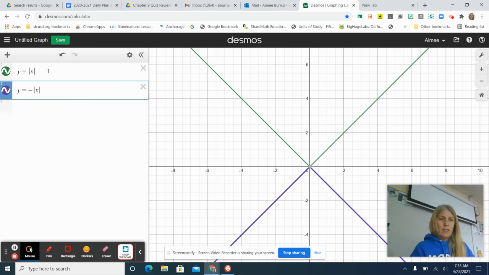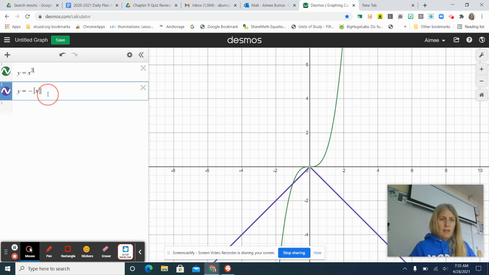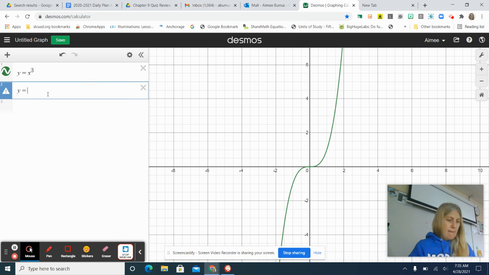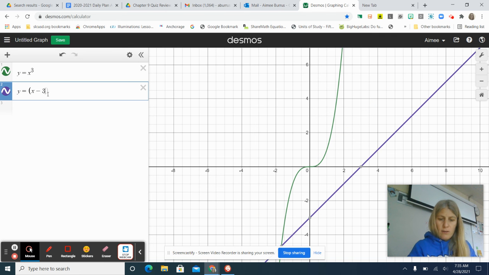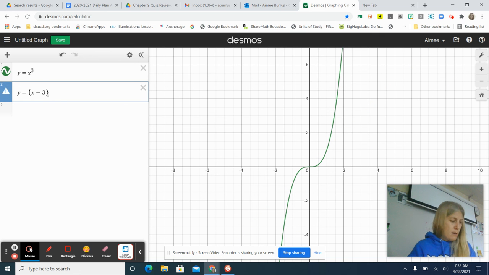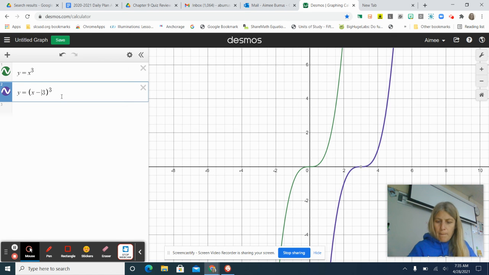That's one that can be really tricky because there's so much going on in it. So x cubed looks like this. And then we have x, parentheses for that, x minus 3 cubed. Oh, x minus 2, excuse me, cubed. And as you can see, hang on, x minus, typing is important, 2 cubed.